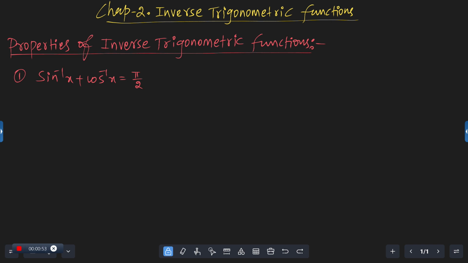Like that, tan inverse and cot inverse, secant inverse and cosecant inverse, these will also come as pi by 2. So formula number 2, what is it? Secant inverse x plus cosecant inverse x equals pi by 2. In the same manner, the third one: tan inverse x plus cot inverse x is equal to pi by 2. So these all will come as pi by 2.